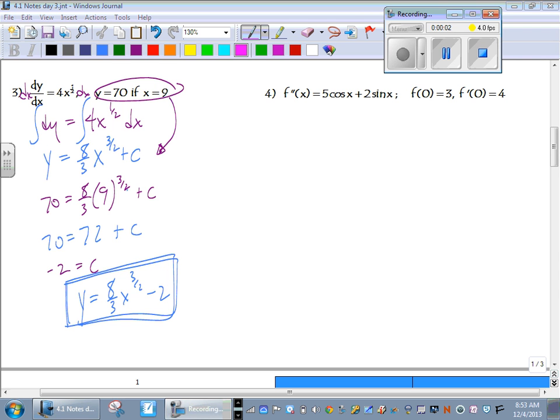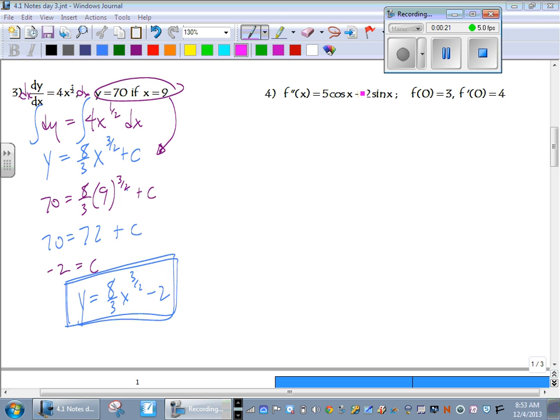In number 4, changing up a little bit here, a couple ways. We've got trig involved, but then also we're given the second derivative of f. And we still want to find the original function. We want to find f of x. So basically we have to go through this process twice to do that. We're going to take the antiderivative of this.